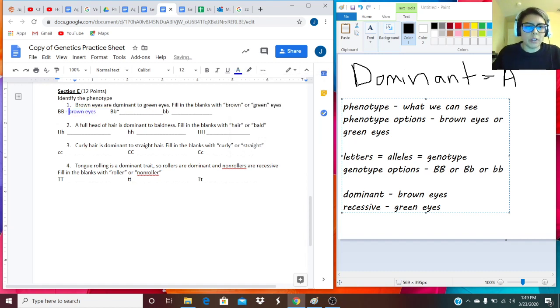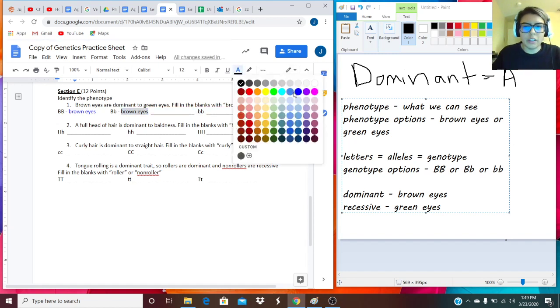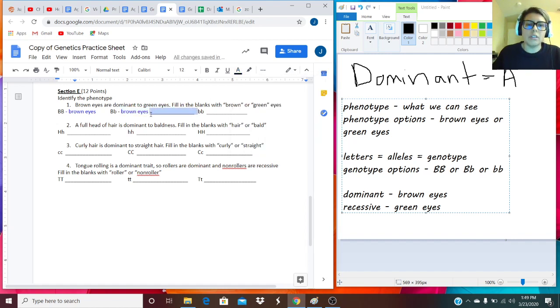Again, we want to make sure we are using a different color. For capital B, little b, I automatically see a capital letter. Capital letter is dominant, and if it's dominant, they have brown eyes. Again, I want to do that in a different color, and you're only doing this in a different color if you are doing this digitally. And lastly, we have little b, little b. Remember, in order to see recessive, they both have to be lowercase. So we see that they are both lowercase b's, meaning it's recessive, meaning that they're going to have green eyes. Again, in a different color.